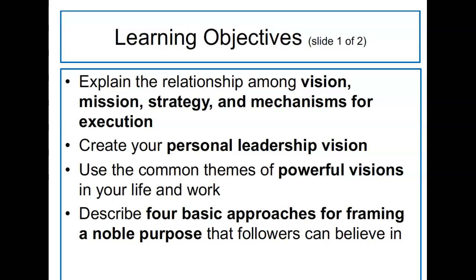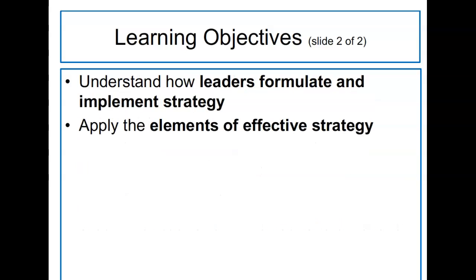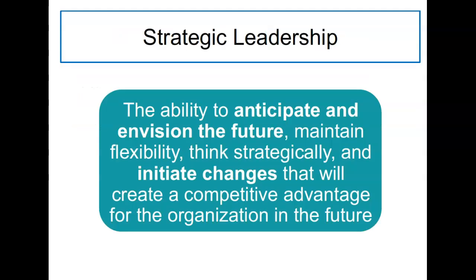So learning objectives today, we're going to go through the relationship of vision, mission, strategy, and mechanisms for execution, how you really carry out that larger vision. We're going to talk a little bit about personal leadership vision, what makes powerful visions, describe the 4 basic approaches to framing a noble purpose, understanding how leaders formulate and implement strategy, and applying the elements of effective strategy.